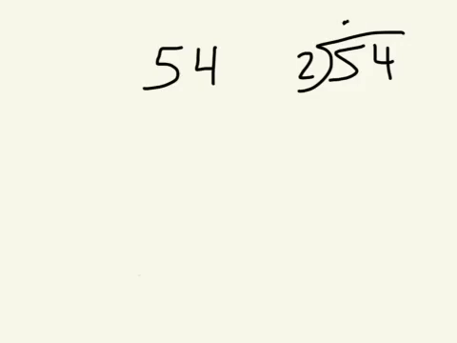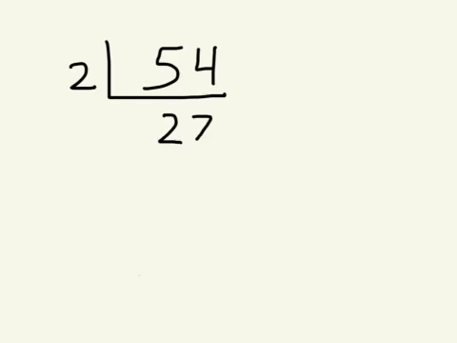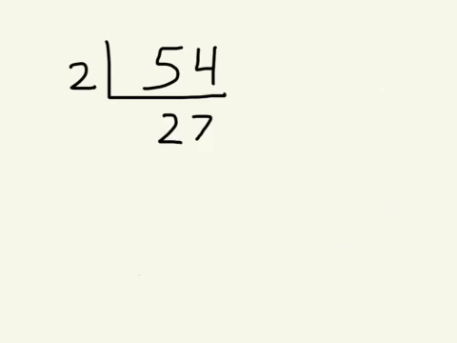Start with 2. That's going to be 27. And my remainder is 0. So I draw my half box, put my divisor here, my quotient here, and then I repeat the process on the 27. I divide by 2. I'm going to have the 3 here. That'll be 6. And then my remainder is 1. So that's not going to work.